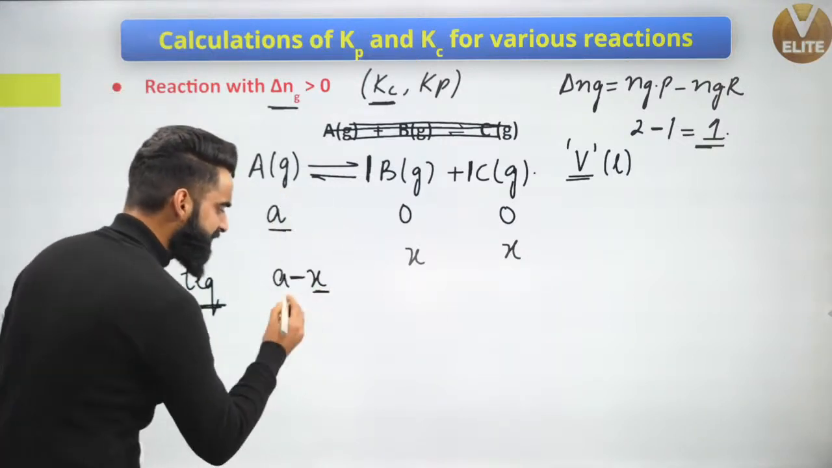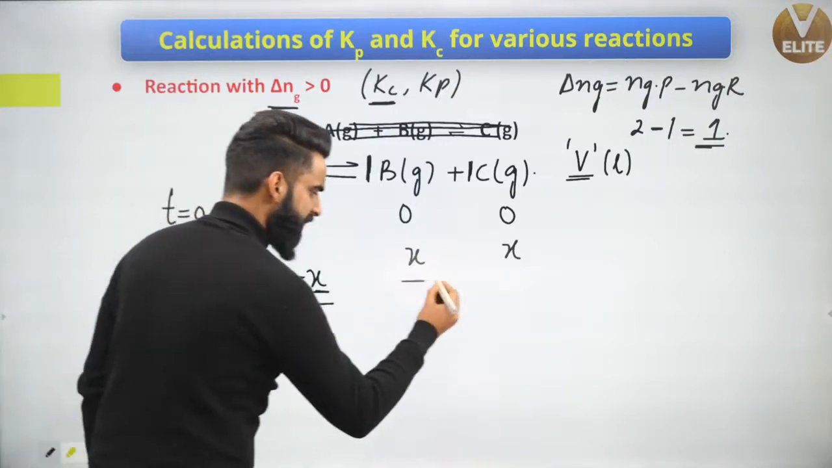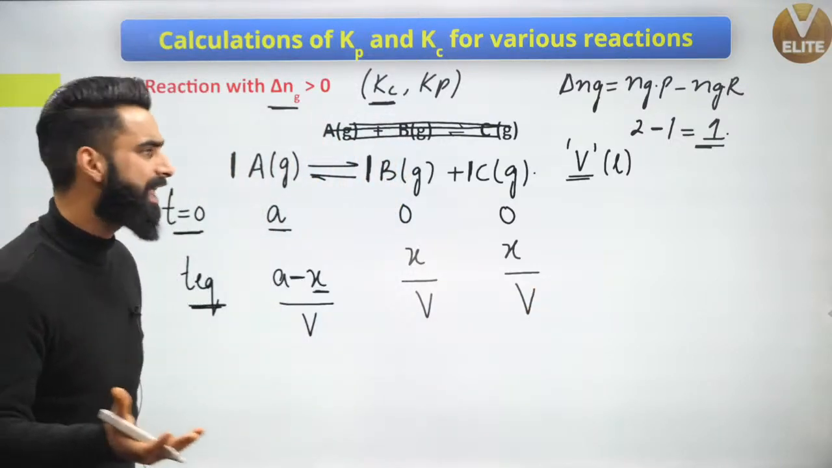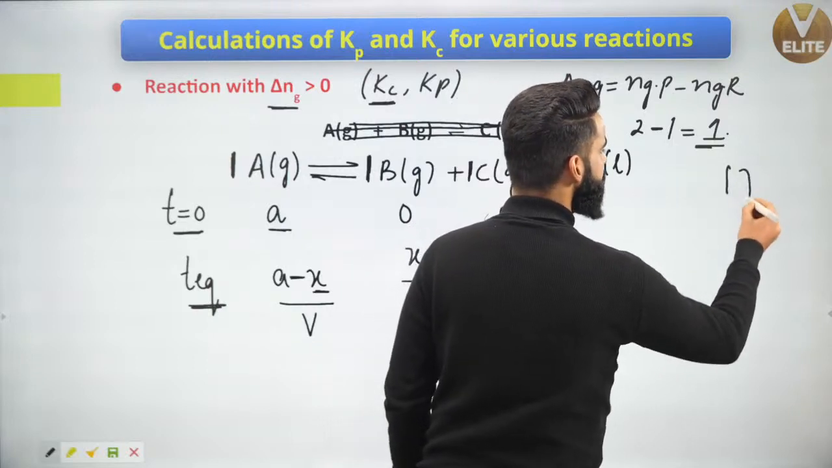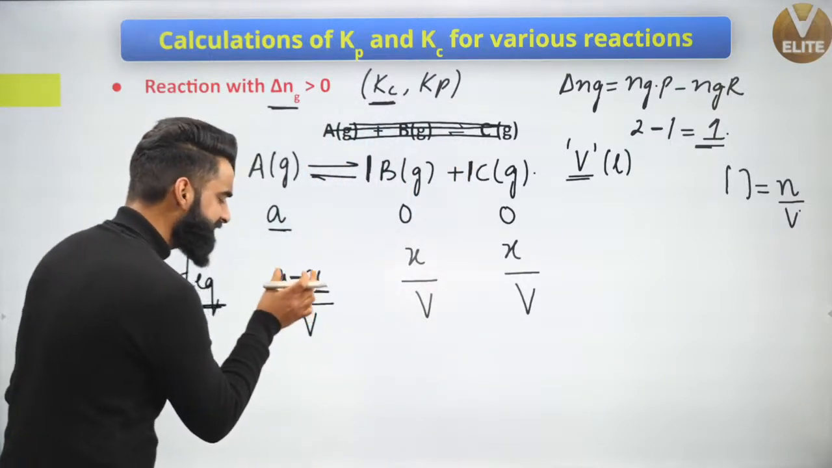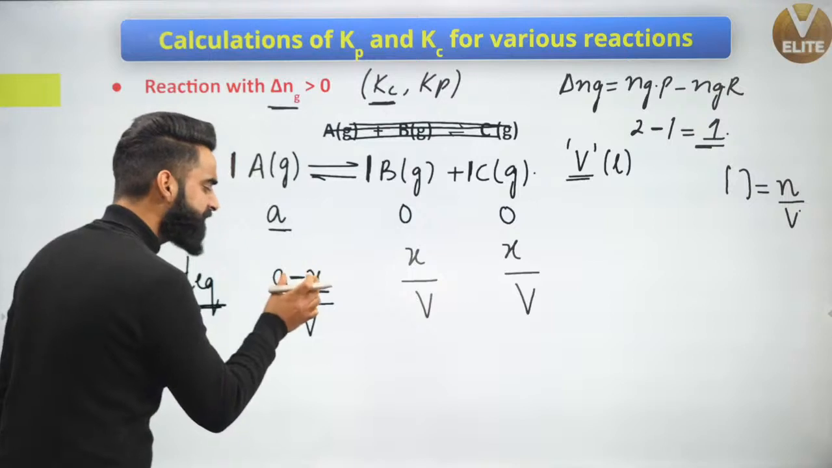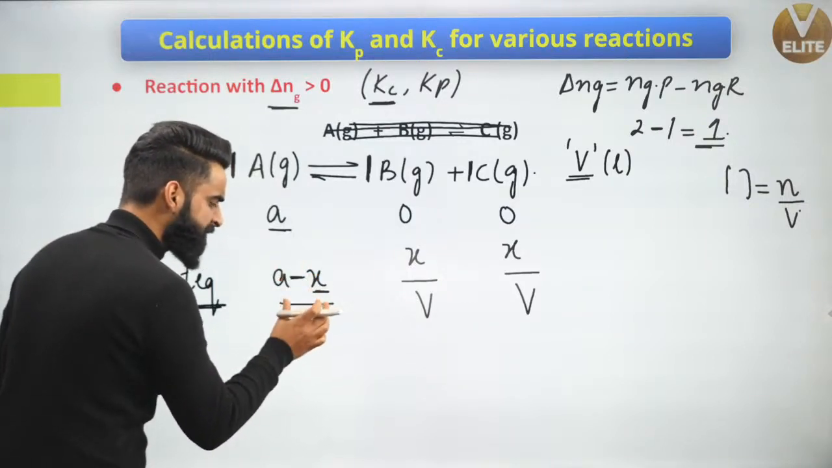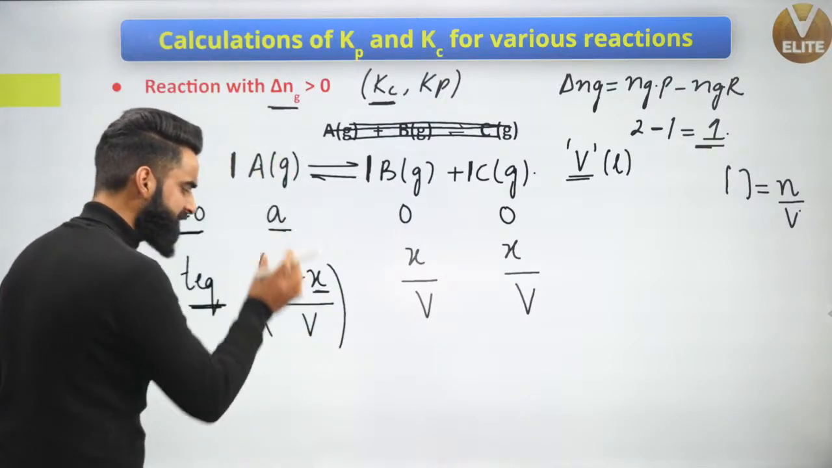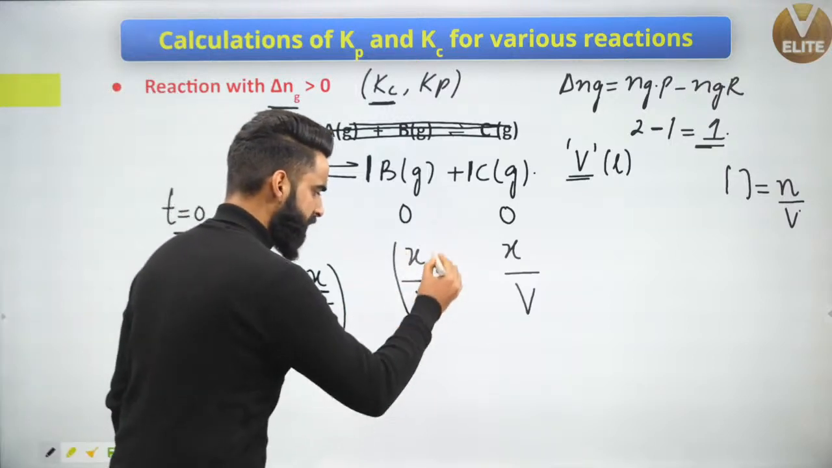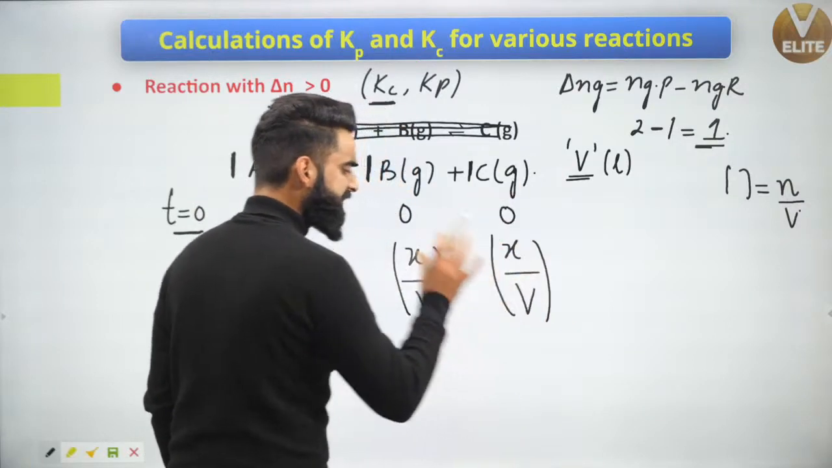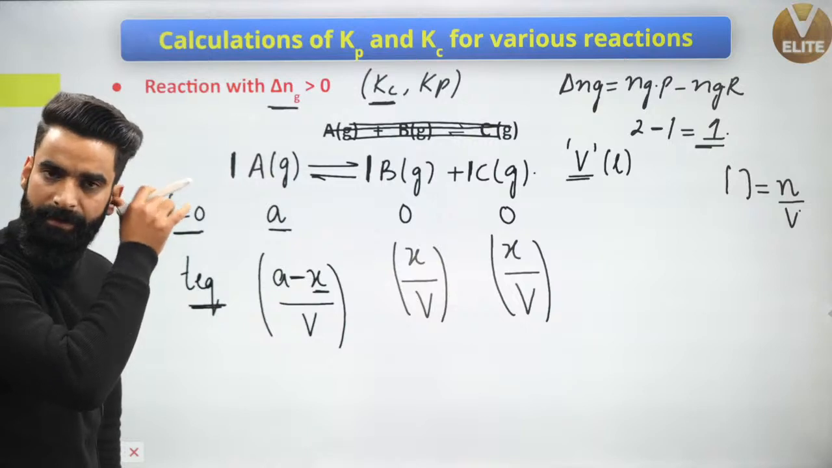Now guys, if I divide these moles by the volume of the system, what do I get? I told you in the last session. How do we define concentration? Simply, concentration is defined as number of moles divided by volume. This A minus X, these were the moles of the reactant left at equilibrium. I divided these moles by the volume of the system. Now this whole term is going to give me the concentration of reactant at equilibrium. This term is going to give me the concentration of B at equilibrium, and this term is going to give me the concentration of C at equilibrium. Very, very simple.